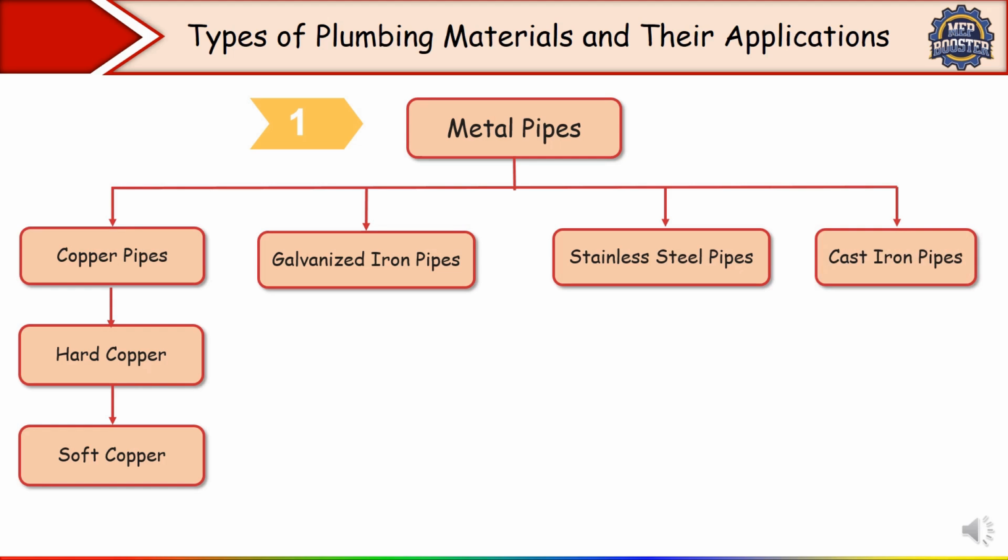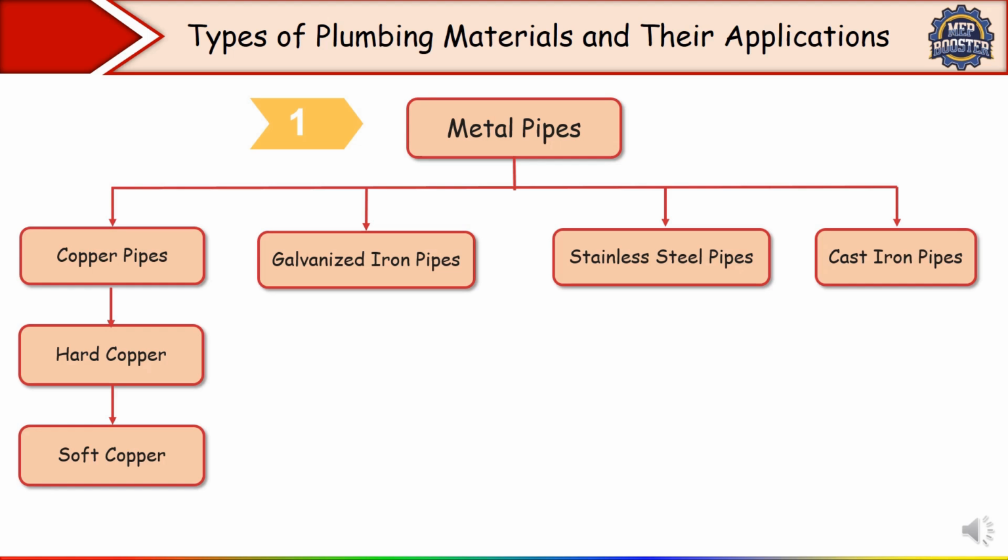Then the other type is cast iron pipes. It is thick and heavy, traditionally used for drainage and sewage systems. Cast iron pipe is normally used in drainage and sewage systems. It has excellent sound dampening properties, and now this type of pipe has been replaced in many applications by PVC due to weight and cost.